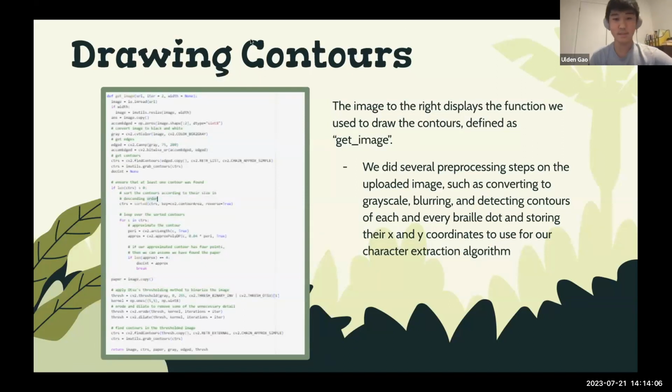So how we did it is we drew contours along each of the dots of the Braille. And basically, this is our get image function along with the code. So basically, we grayscaled the image to make it easier to work with, blurred the image, detected the contours of each, and then saved the XY coordinates of each contour and each dot to make everything easy. And then we use that for our next little bit.